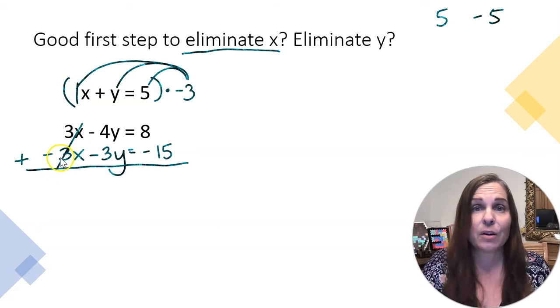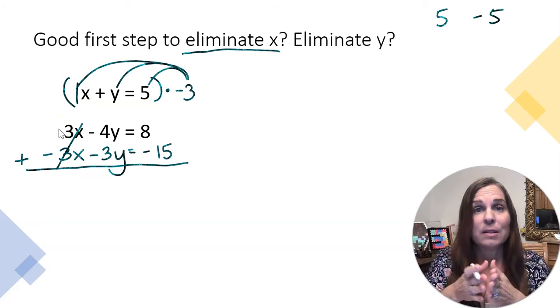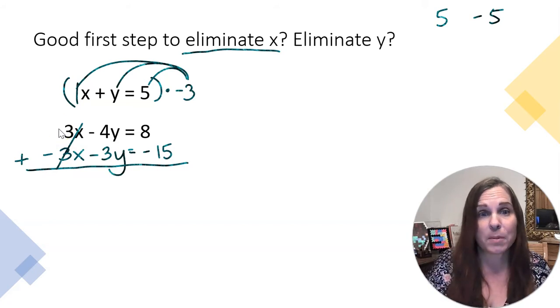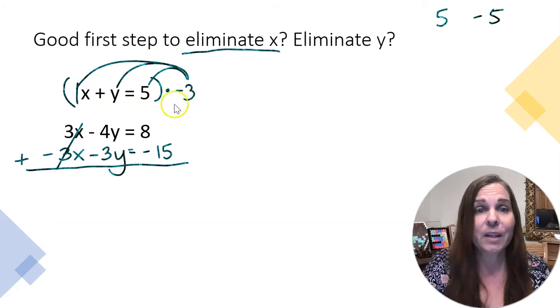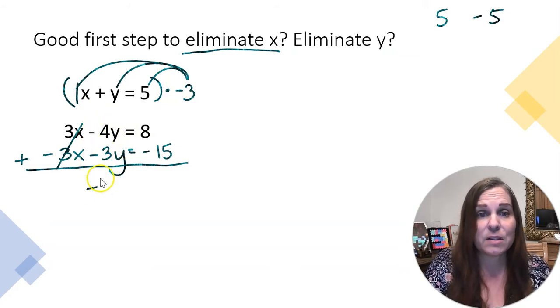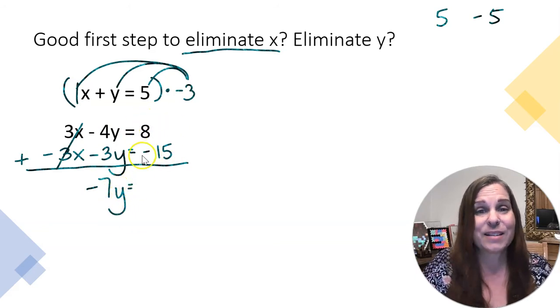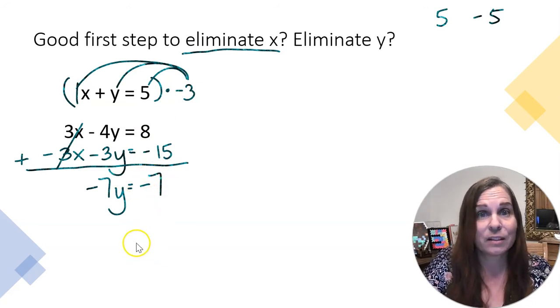That's what opposites are. They're two numbers that when you add them together, you get 0, right? They're the same distance from 0, but on opposite sides. So when you add them together, you get 0. And then I can continue solving. -4 plus -3 gives me -7y. And 8 plus a -15 is also -7.